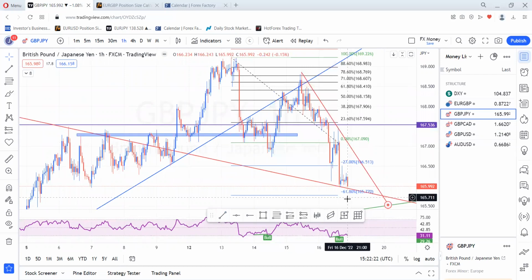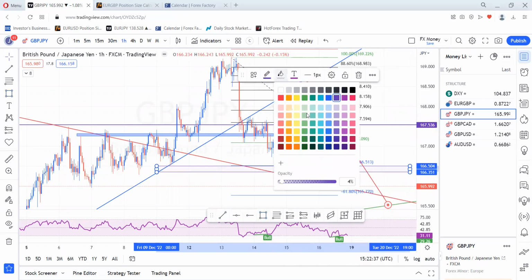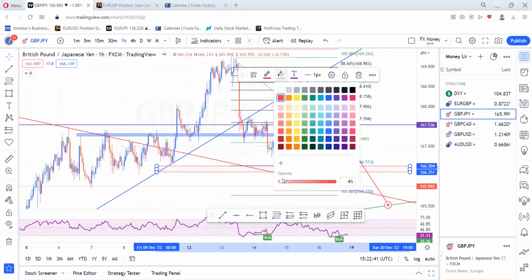I think I need to take this out since we're down. So we can use this negative 27 point as what we need as a high that needs to be broken.